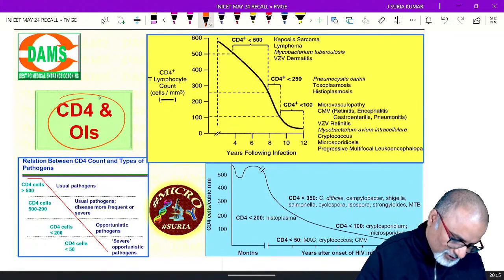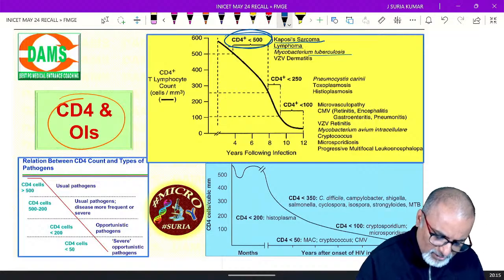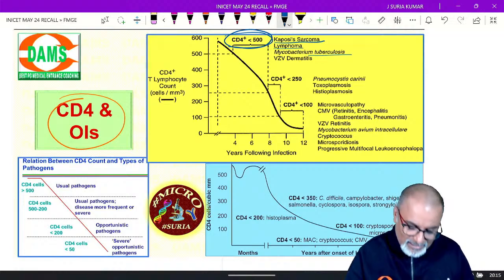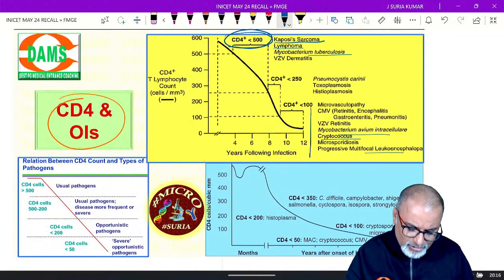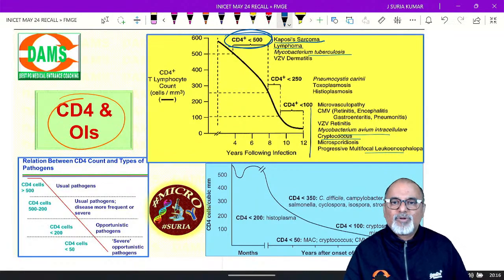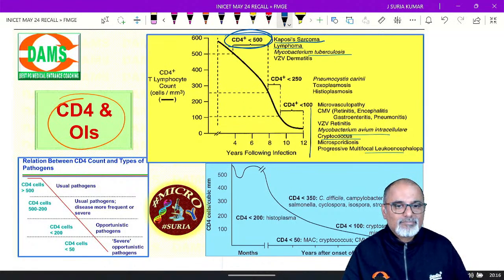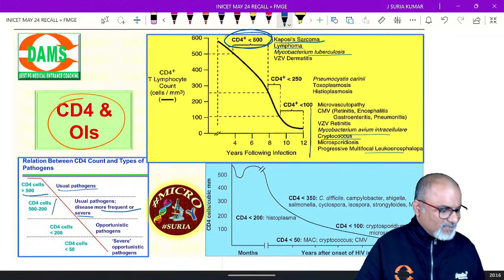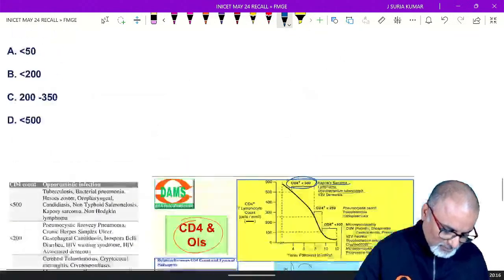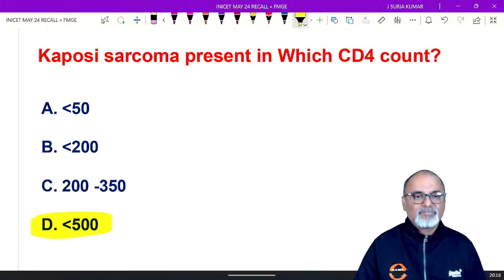CD4 counts and opportunistic infections. See here. If the CD4 count is less than 500, Kaposi sarcoma, lymphoma, all those. If it is less than 100, you can get Cryptococcus, MAC complex, progressive multifocal leukoencephalopathy, those kinds. Cryptosporidium, Isospora, Microsporidium, those kinds. So for CD4 less than 500, usual pathogens; 500 to 200, more frequent or severe infections. So Kaposi sarcoma is present in CD4 count less than 500.